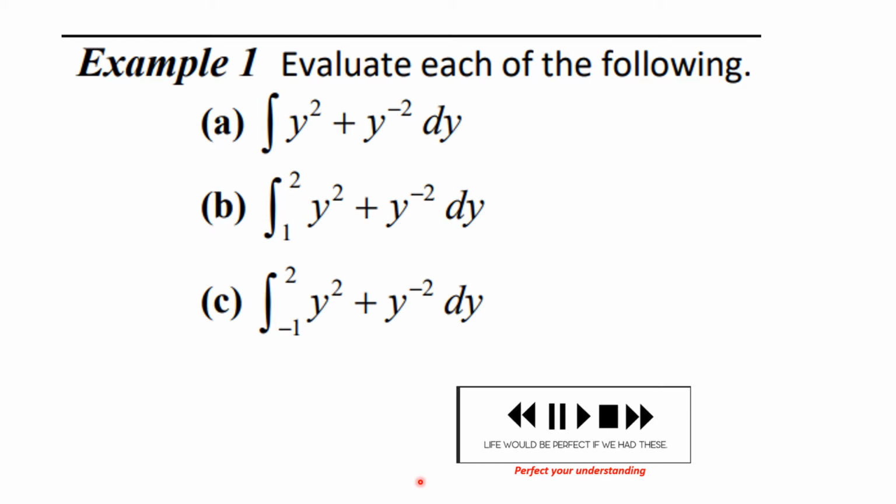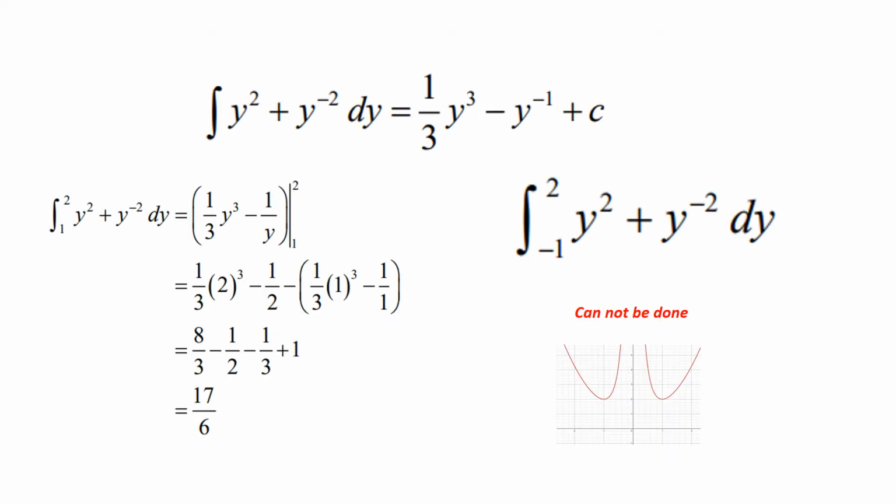Okay, so here are some examples I would like you to try, and we'll hit pause in a moment. The first one is an indefinite integral, so we're going to get a family of functions. We may get numbers for b and c. Let's see how you do. Let's see how you did.